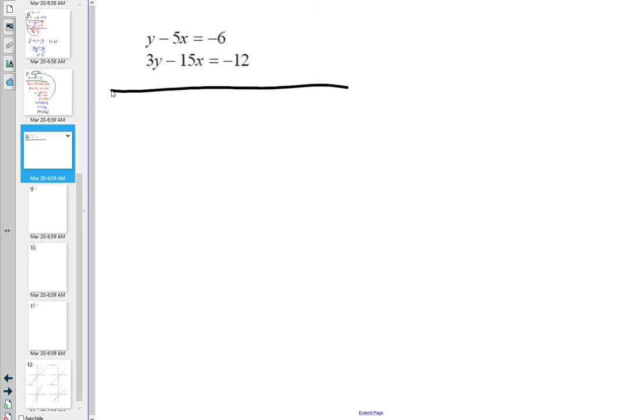Elimination. Okay. Now we have to pick a variable to eliminate.